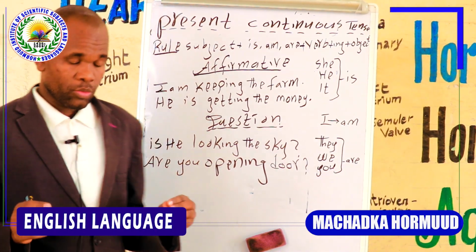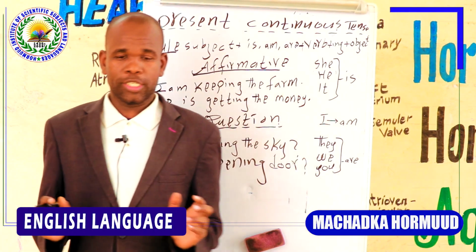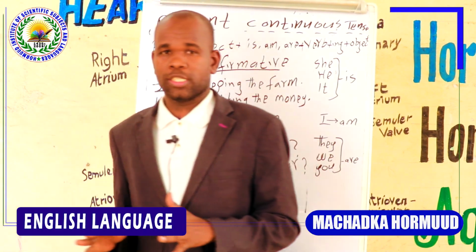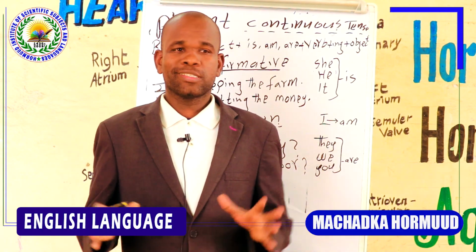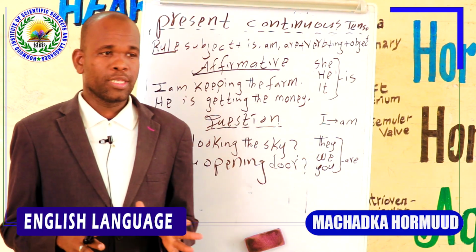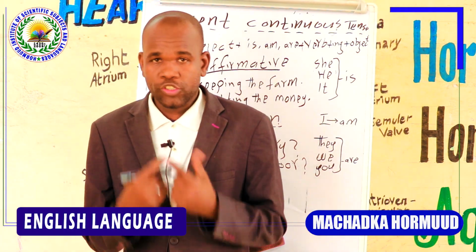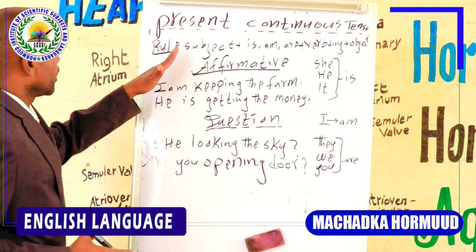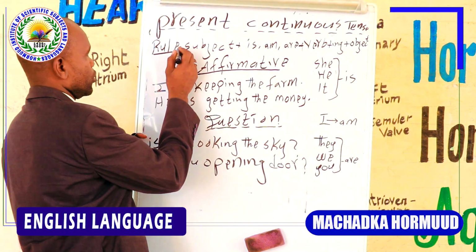First, when you want to explain the present continuous tense, you need to say the present continuous tense is used for an action which is happening now. That's a tense which is happening now. For example, this is the rule of present continuous tense.